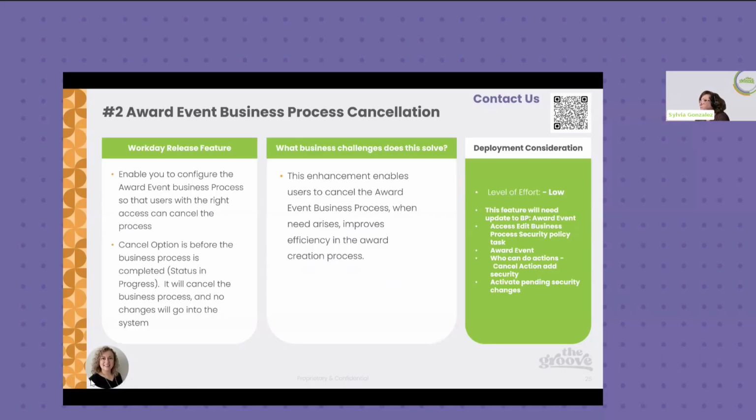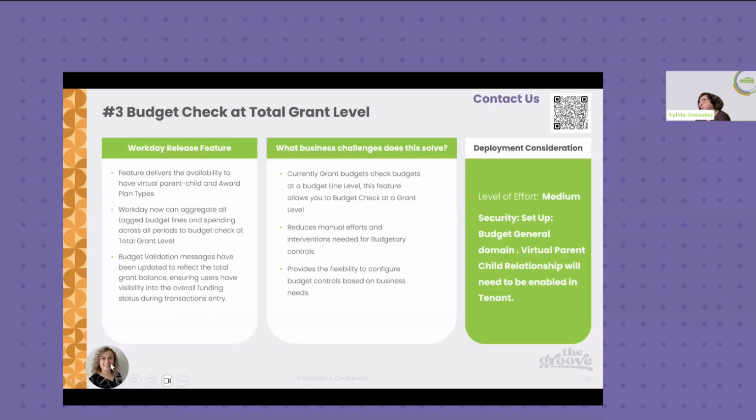My third one, this one is my favorite one from the 2026 R1 release. And the reason being, if any of you are currently doing true budget checking for awards, not just using it for reporting, but a true budget check for your awards, the budget check at total grant level is going to give you some flexibility to be able to check things at a more aggregate level versus the very, very granular level that we currently have.